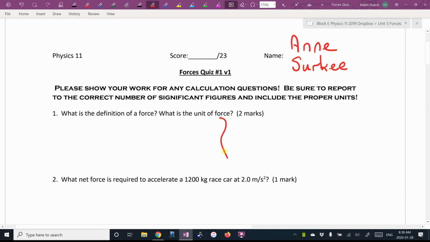What is the definition of a force? What is the unit of force? So for 1 mark, if you said N, or if you wrote out the word newtons, that's the unit. What's the definition of a force? If you said a force is a push or a pull, I would live with that. Did anybody say anything else? You can holler it out and I'll say yay or nay.